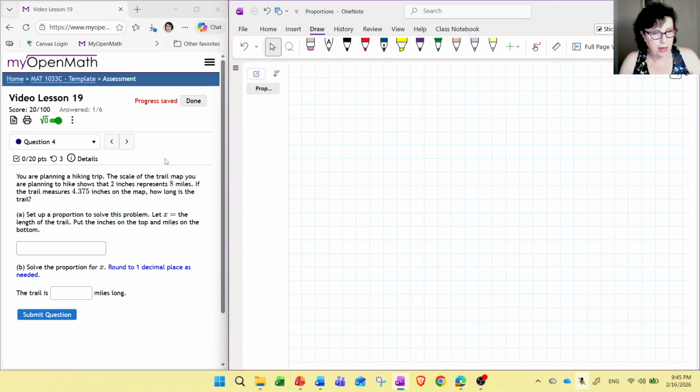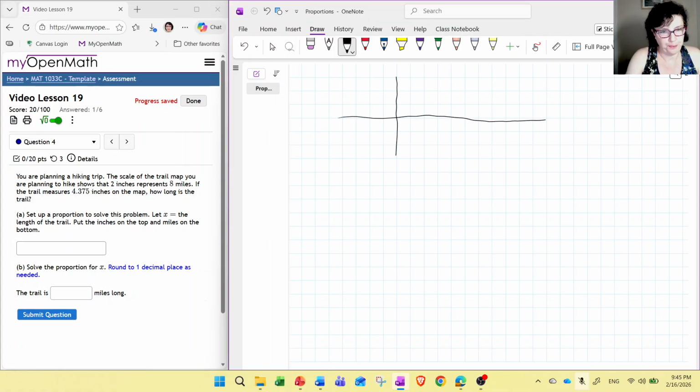Okay, so you're planning a hiking trip. The scale on the map shows you that 2 inches represents 8 miles. What I want you to do is have a table. A table always helps when you're trying to set up the proportion. So you're going to put inches right here, and then you're going to put miles over here. And then it says 2 inches corresponds to 8 miles. Okay, perfect. So we do that. Then read the next information.